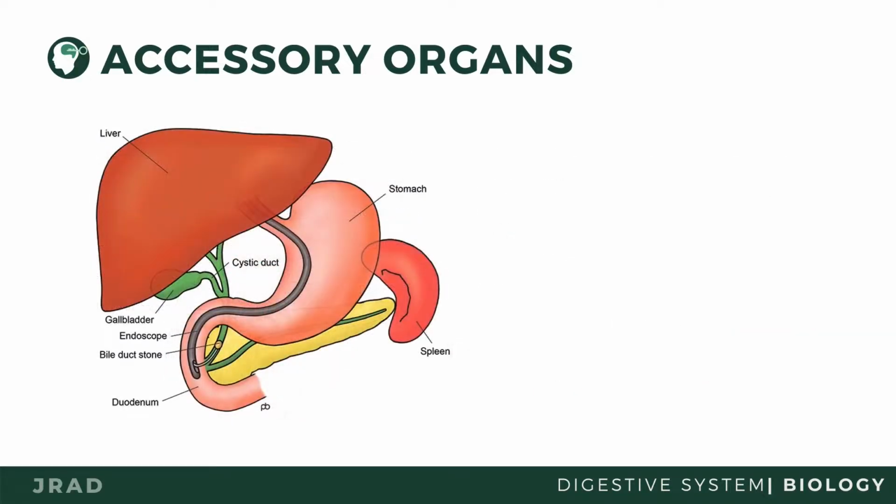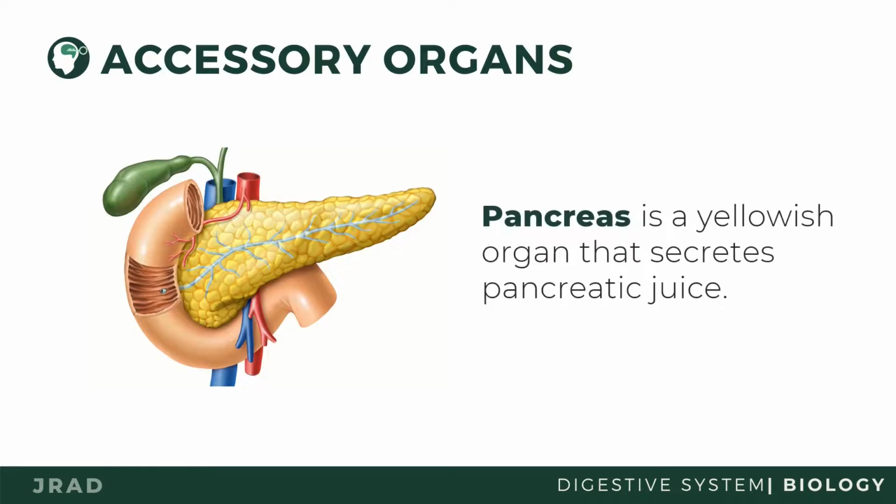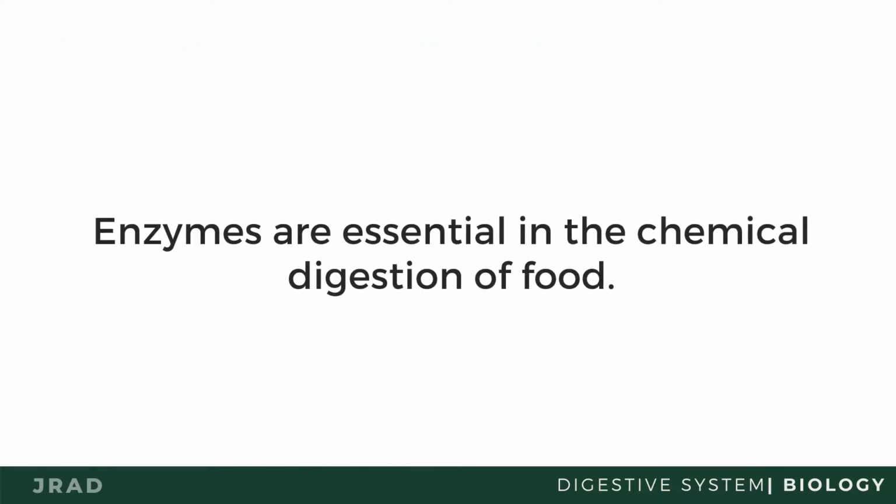The gallbladder serves as the temporary storage of bile, and the pancreas functions as both an exocrine and endocrine gland. It is also responsible for the secretion of enzymes amylopsin, trypsin, steapsin, and nuclease. These enzymes are essential in the chemical digestion of food, which will be discussed in the next video.